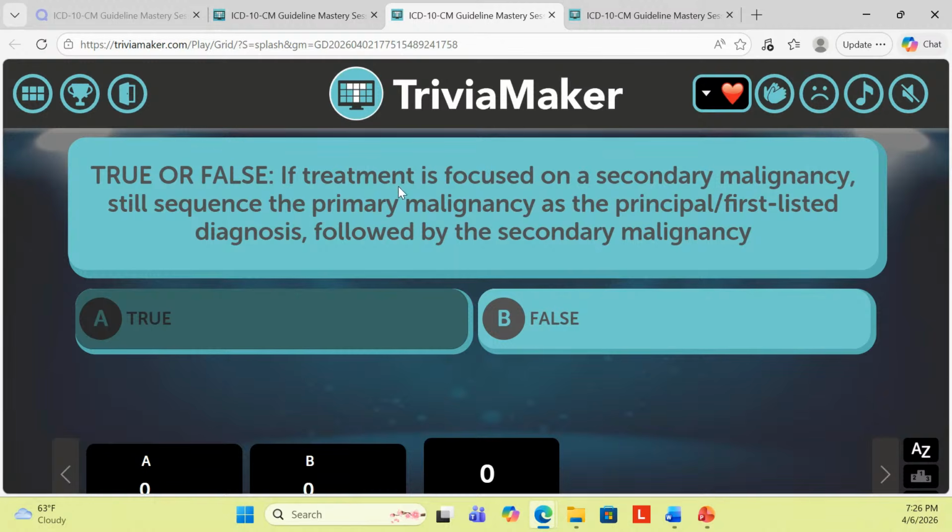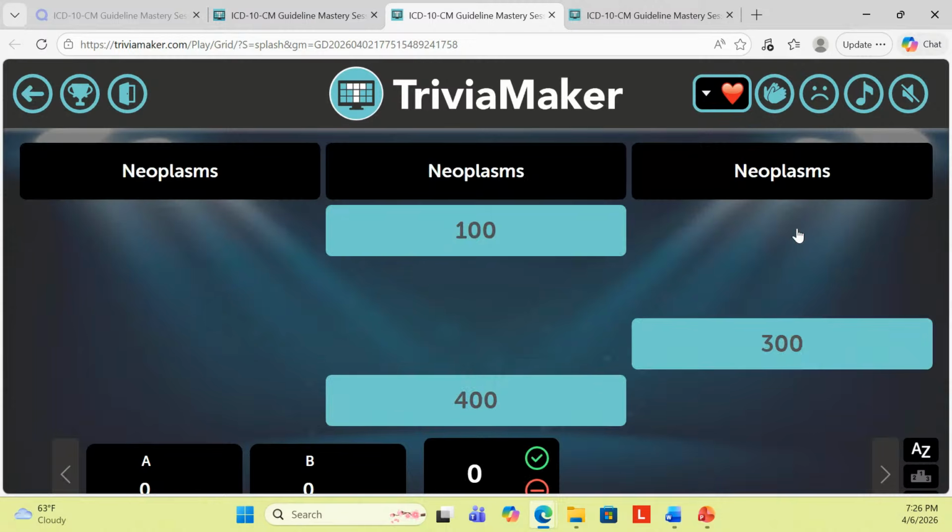So great work. Yes, RFE, the reason for the encounter, you're going to be coding first. Yes, great explanation. We'd love to see it in the chat.